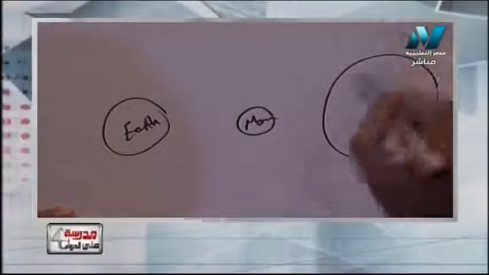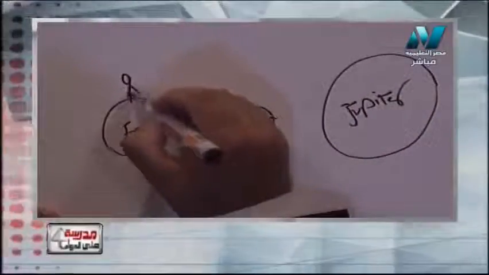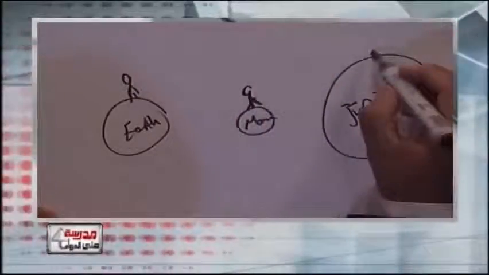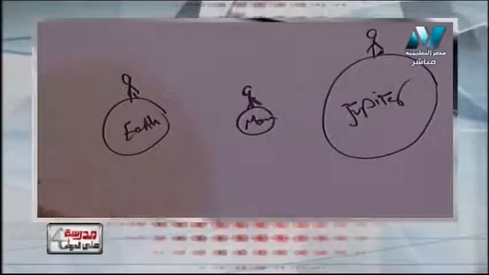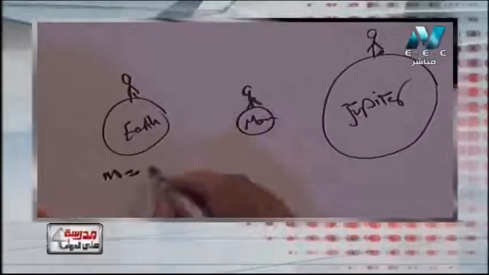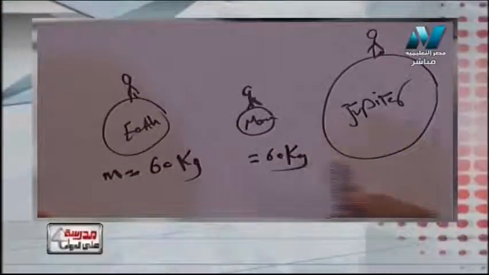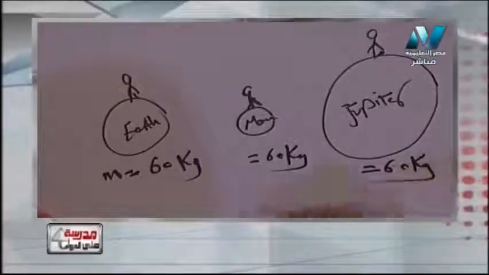That's the earth. Okay. That's the moon. That's Jupiter. You know Jupiter is the biggest planet. Okay. There is a person here. في شخص هنا. This person moved to the moon. راح للمون. And this person moved to Jupiter at the same time. What happened to his mass? We admitted that اتفقنا ان الماس doesn't change. For example, mass equal 60 kilogram on the earth equal 60 kilogram on the moon equal 60 kilogram on Jupiter.